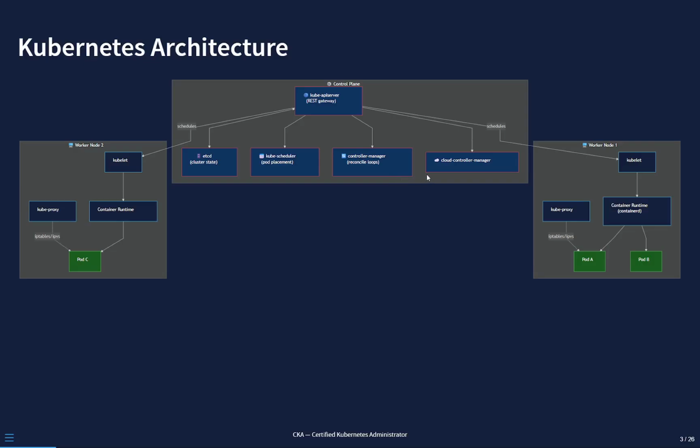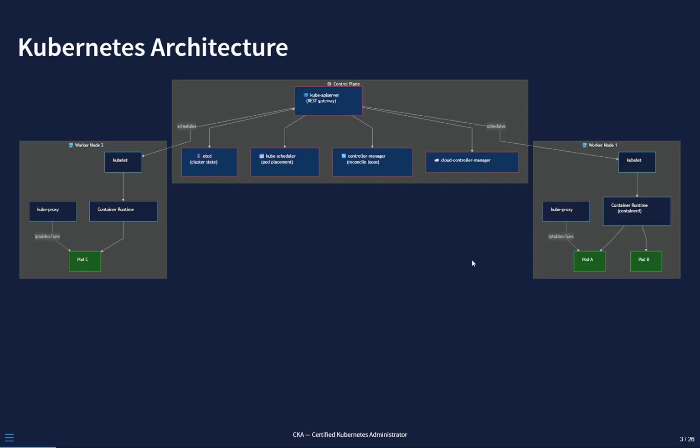On the worker nodes, each node runs 3 things. The kubelet is the node agent. It receives instructions from the API server and tells the container runtime to start or stop pods. The container runtime, most commonly containerd today, actually manages the containers. And kube-proxy handles the networking rules on the node, using iptables or IPVS to route traffic to the right pods.